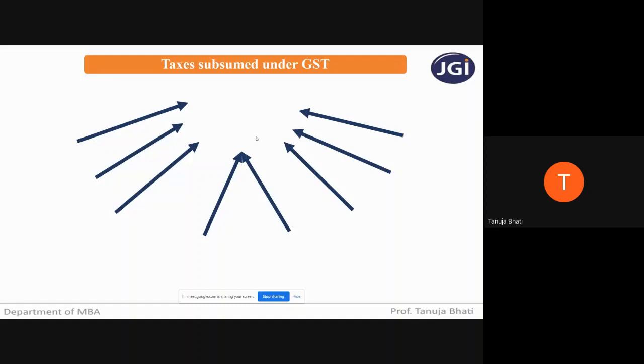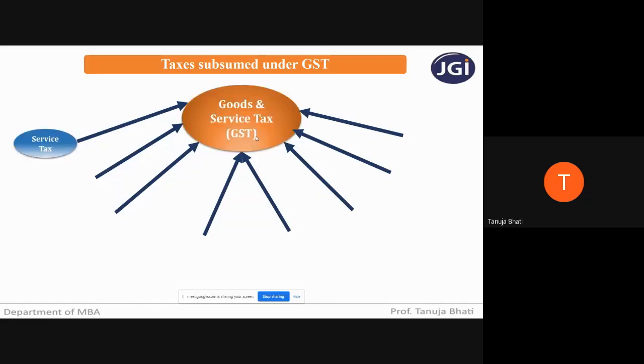Okay, so moving ahead. Taxes subsumed under GST. When I say subsumed, it means which taxes have been replaced by GST. GST came into picture on 1st July 2017. GST was implemented on 1st July 2017. Before 1st July 2017, there were multiple taxes. GST took away those multiple taxes, and now there's only one tax, that is GST. So let us see what are the different taxes that have been replaced by GST.